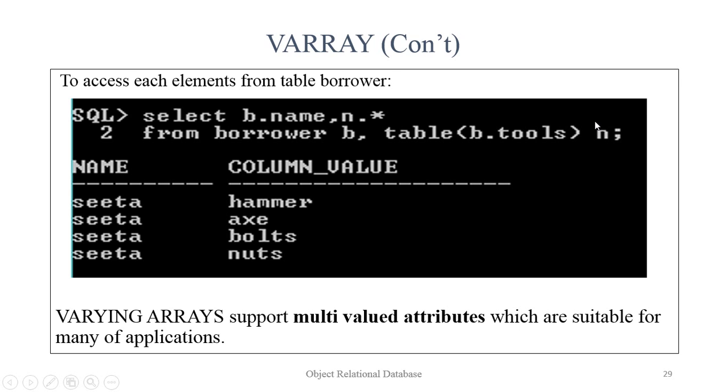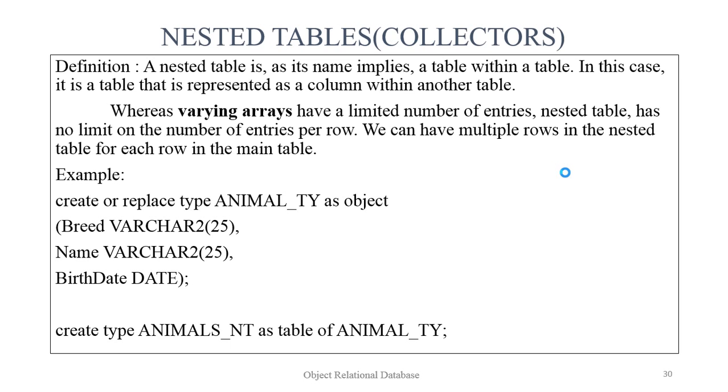accessing an attribute named tools, which is of type tool VA, which acts as a table rather than a single attribute. Hence, values in that attribute cannot be accessed directly by attribute name. Varying arrays support multi-valued attributes, which are suitable for many applications.